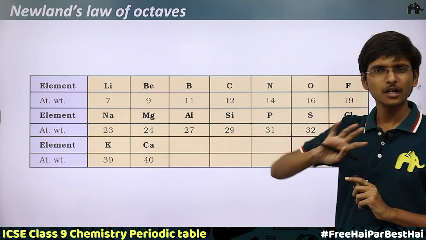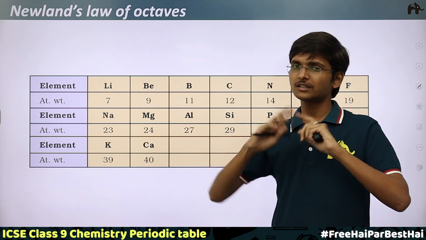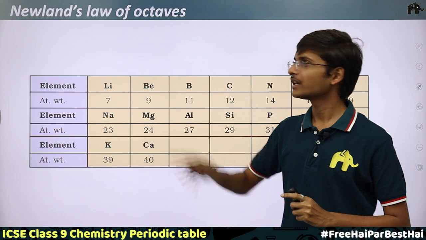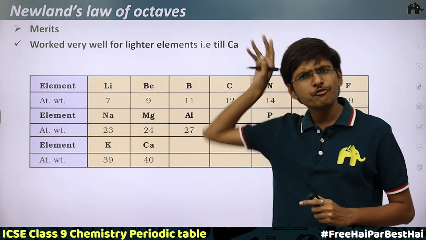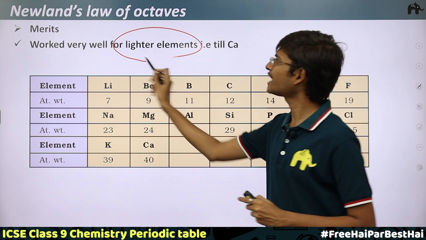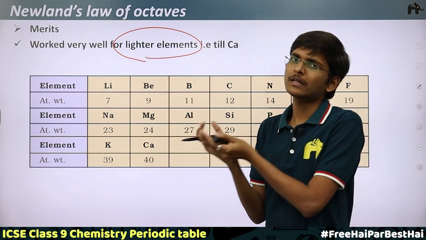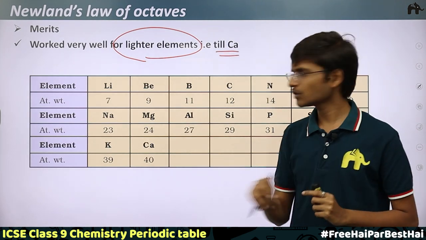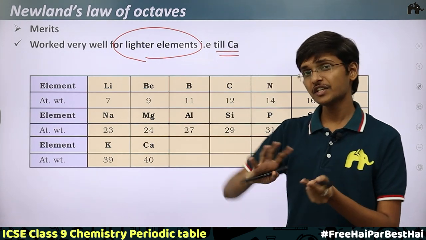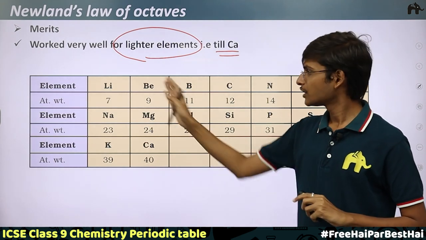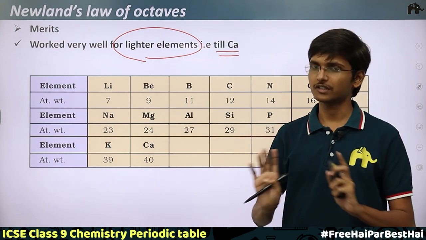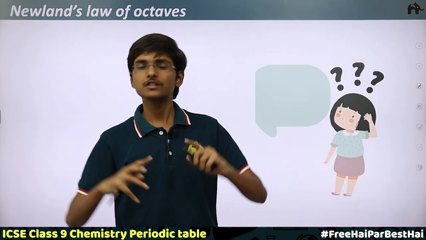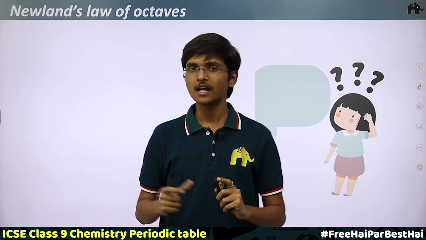Moving to the merits. What was Newland's method of arrangement good at? Newland's method worked very well for the lighter elements. Lighter means those with low atomic masses. So those elements were till calcium. Till calcium, his law worked very well, right? His law was applicable till calcium.